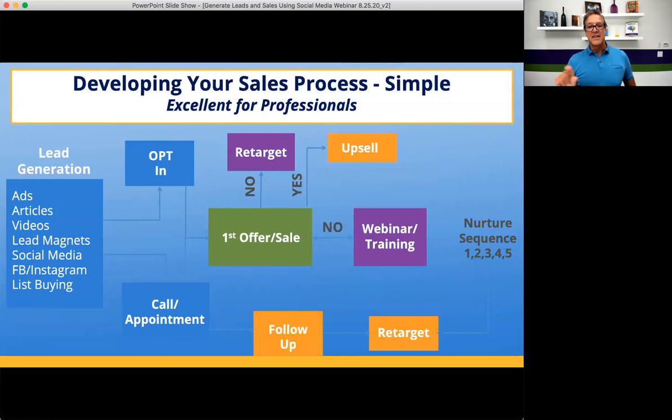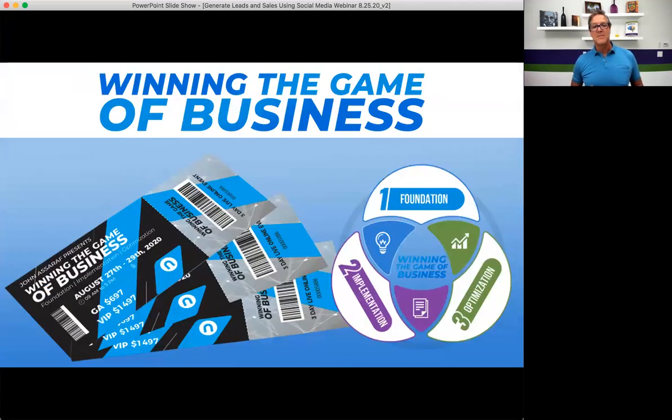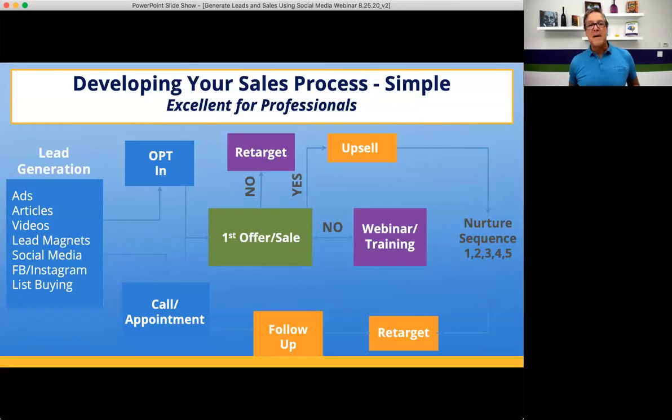Okay, and then if they do buy, the best time to sell somebody something else, a bigger package, is when they buy the first time. And so you can upsell them to something that they need that'll help them accelerate what they're doing, or continue it for a longer period of time. And if they don't buy, then you can nurture them. Does this make sense from a sales process map?